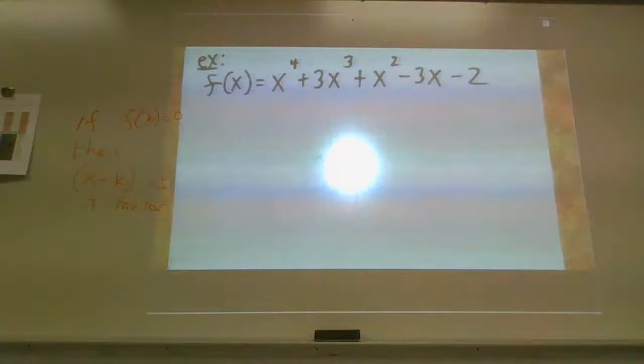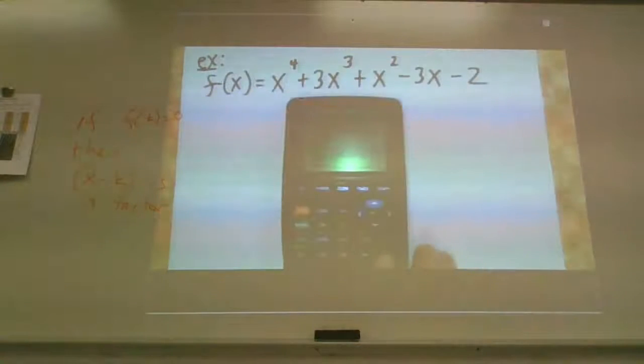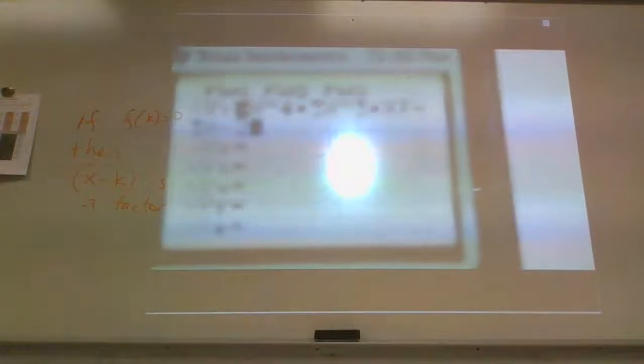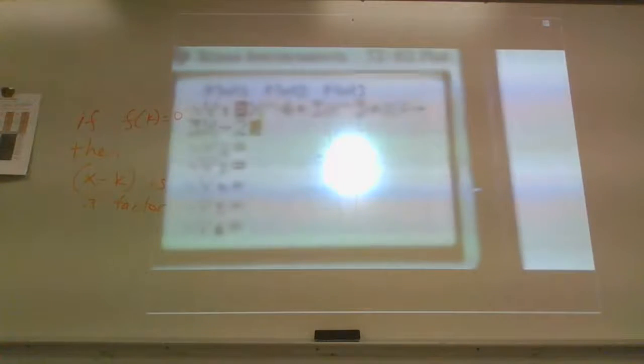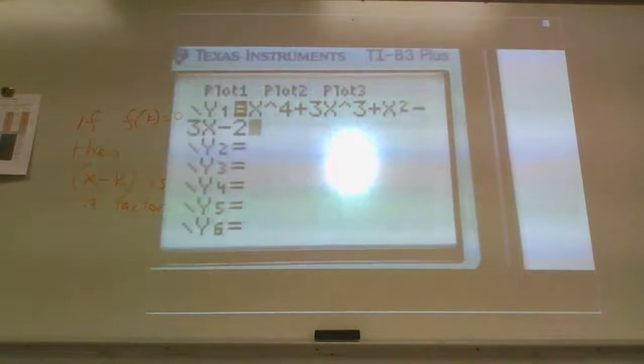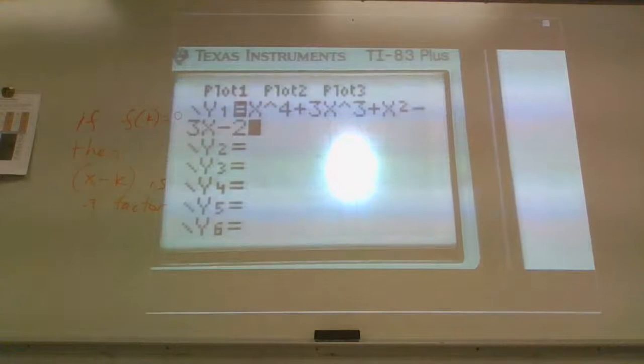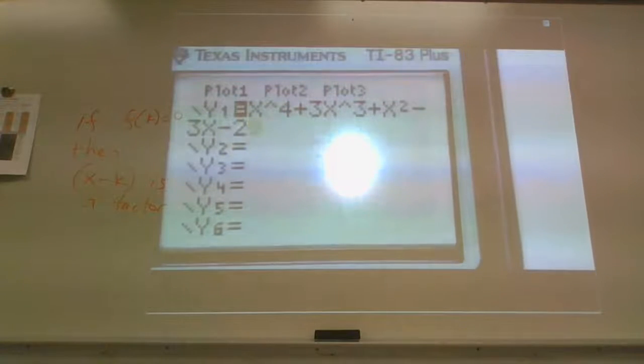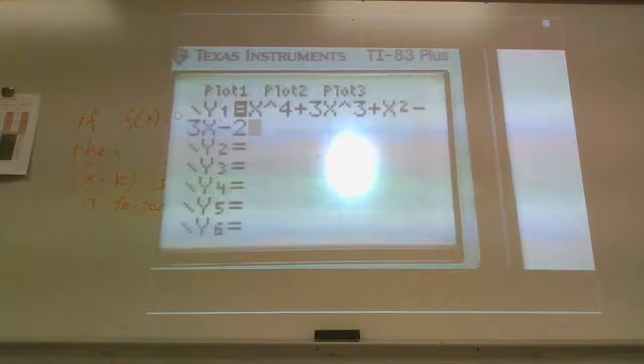First of all, let me type this into the y equals key. And then I'm going to put this into Desmos so we can get a better look at it. Okay, I'm just double checking to make sure I typed it in correctly. All right. I'll come back to the screen in a moment. Let me zoom in. There is the equation. There it is. X to the 4th plus 3x cubed plus x squared minus 3x minus 2. Let's look at the graph.